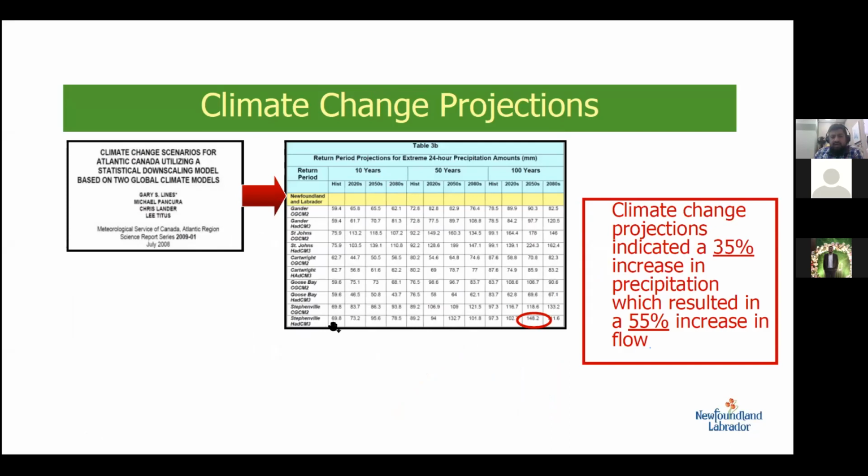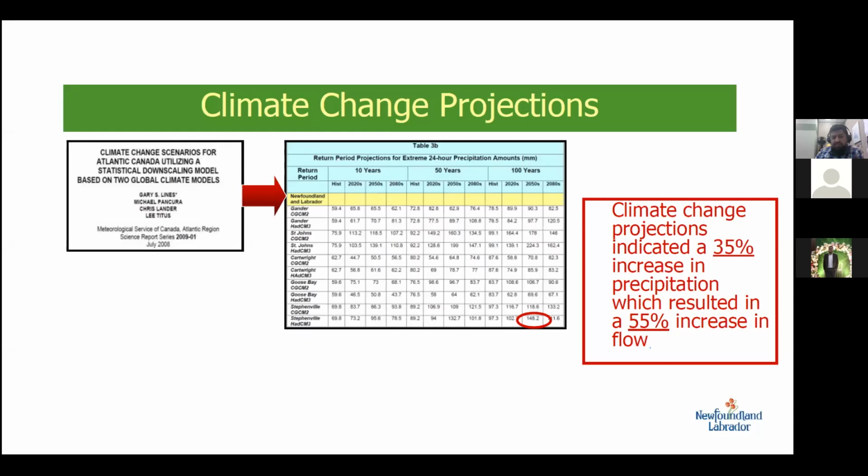So at that time, he downloaded two models, the Hadley model and the CGCM2 model. And for Stephenville, he looked at two sets of predictions. If we took his worst case scenario, what we found was that by 2050, the precipitation was supposed to change from where we were by 35%. And actually, what we were seeing, this 13 to 19% precipitation change, was on track. And when we put that precipitation into the hydrologic model, it said that the flow was going to increase by 55%.